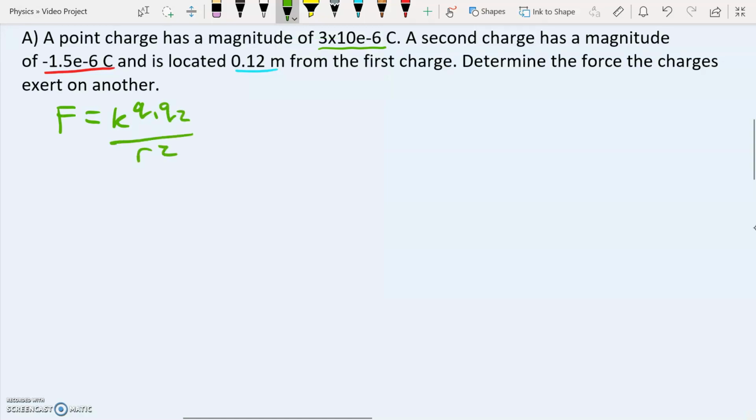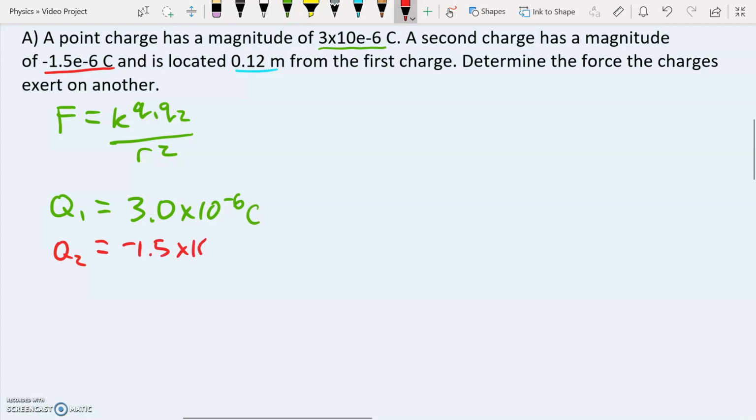And then let's write what we know. Our Q1 is 3.0 times 10 to the negative 6th coulombs. Q2 is negative 1.5 times 10 to the negative 6th coulombs. And our radius is 0.12 meters, and we're going to square that in our equation. So let's take time to write this all out.